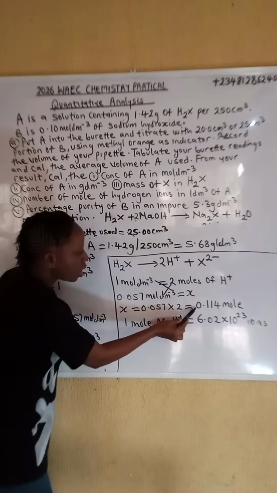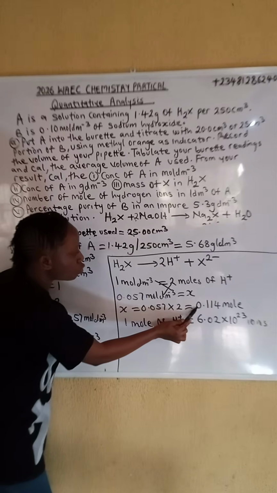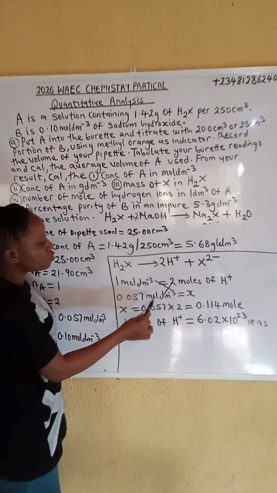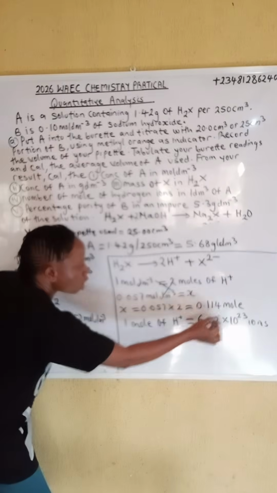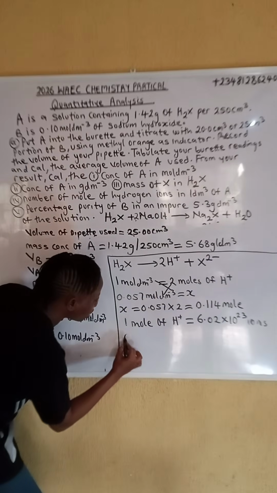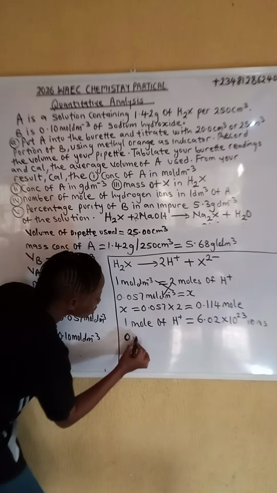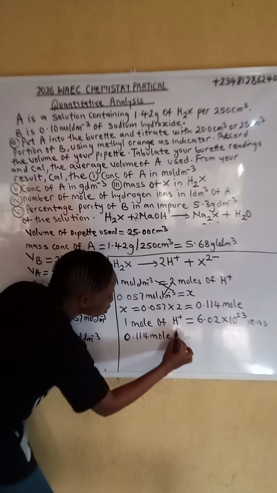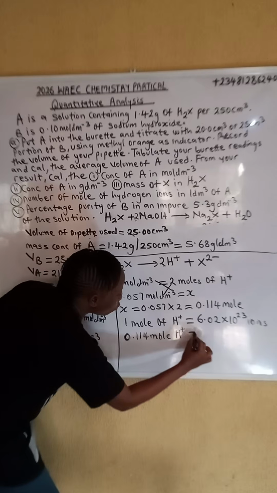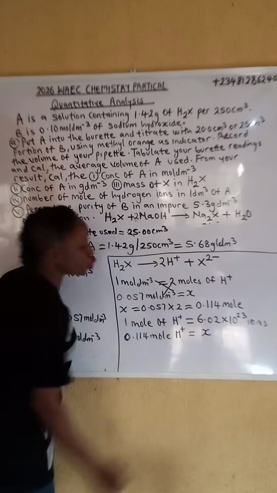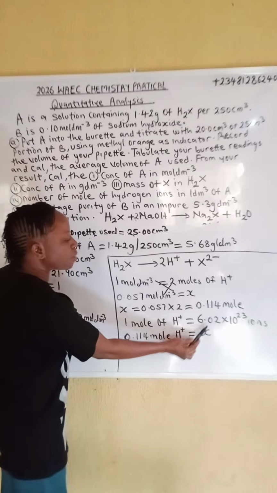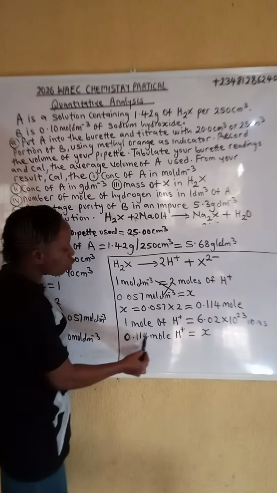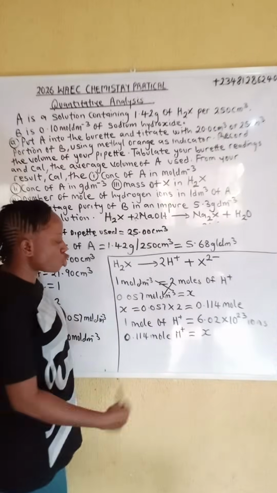Ions. I've gotten the number of moles, 0.057 mole per dm cube. Now you bring this number of moles in: 0.114 mole of hydrogen ions will now be equal to what? It will be equal to X. So I don't know the number of ions that will be equal to this 0.114 mole. Then you cross multiply.